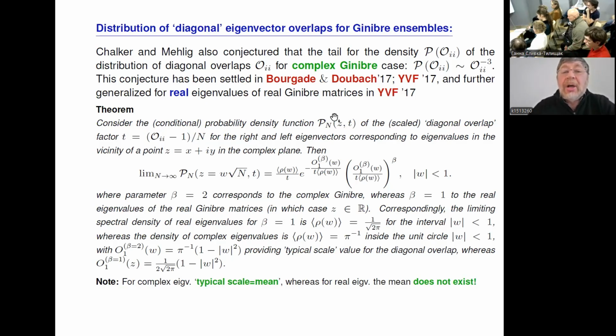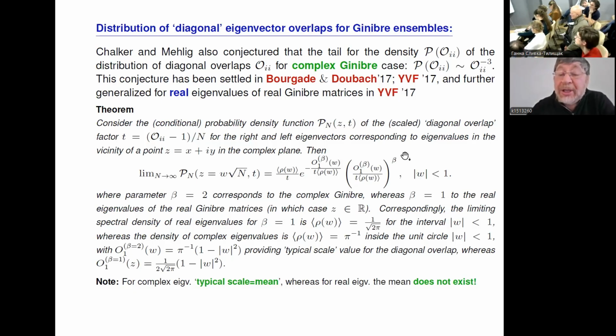And then if we are interested in the probability density for those eigenvalues which are in the vicinity of the point z in the complex plane, one can show that the corresponding limiting probability density exists and is finite inside this Ginibre disk, and is explicitly given by the following expression. It has a tail which is cubic for complex Ginibre, and quadratic, so decays even slower, for real eigenvalues of real Ginibre.